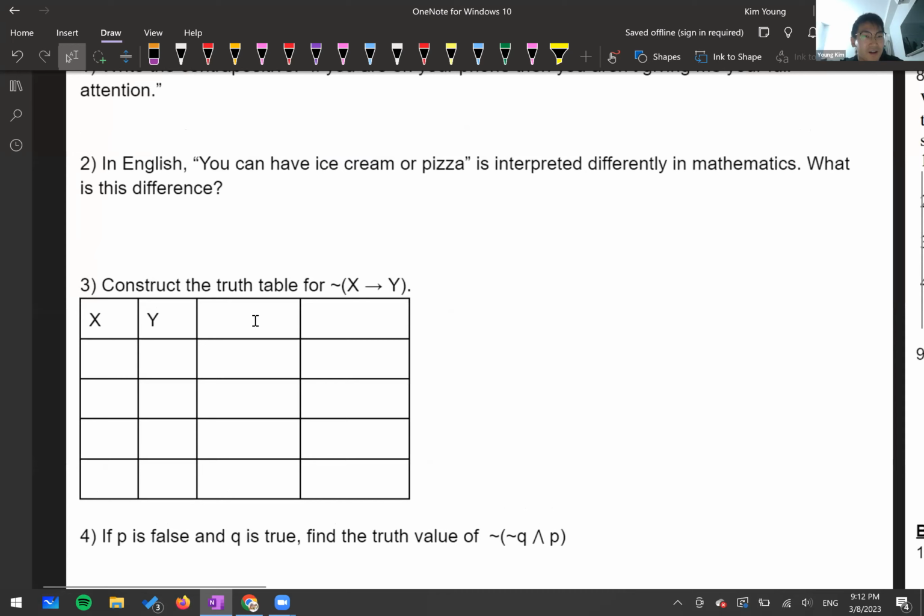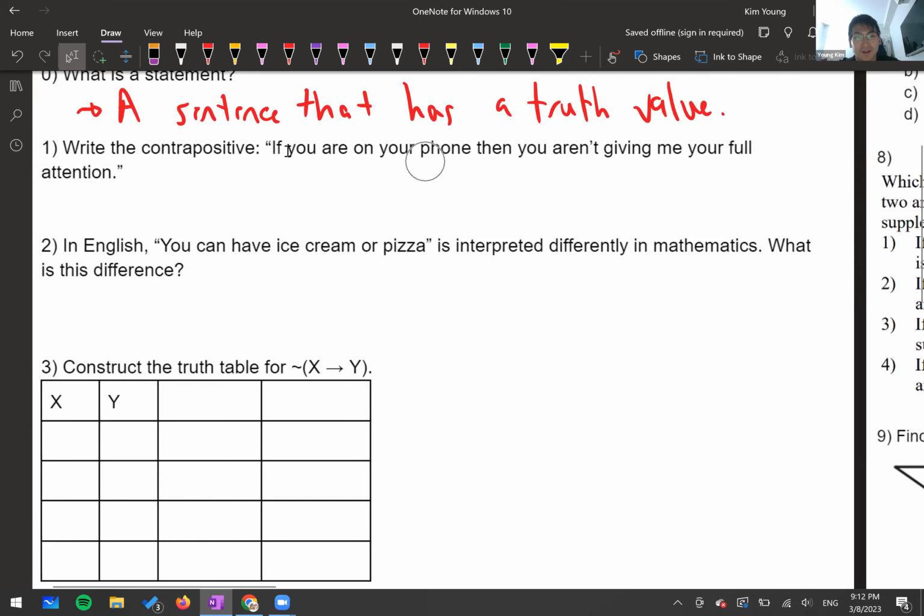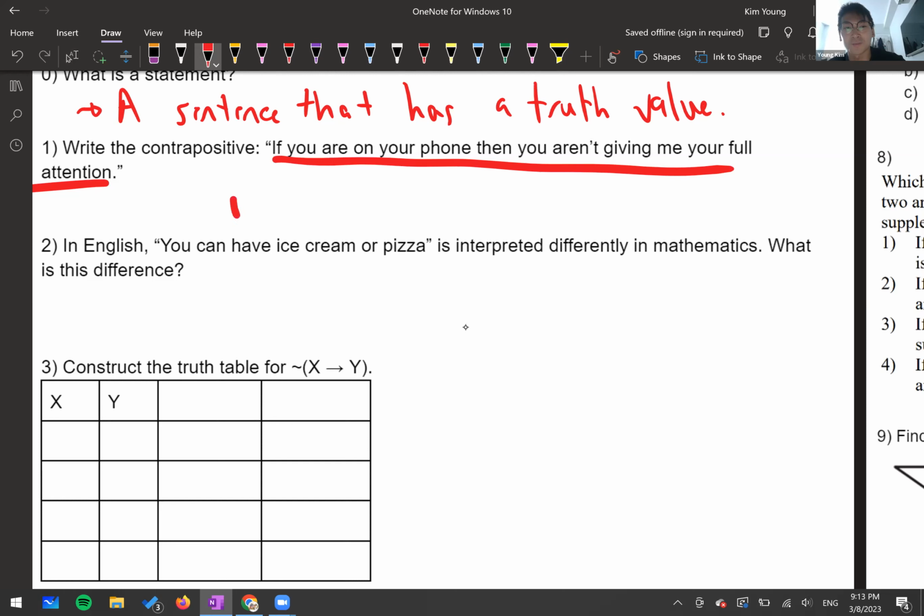Number 1, write the contrapositive of this statement. If you are on your phone, then you aren't giving me your full attention. Subliminal message is what? This one you need to see. Here you should recognize that this is an implication. It's of the form P implies Q, or you could say if P, then Q.